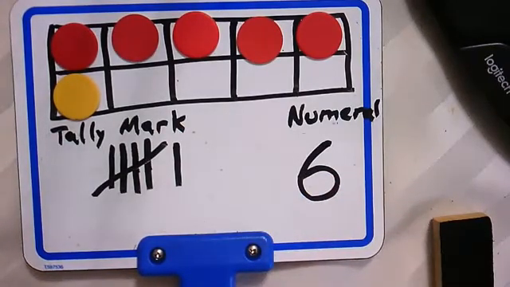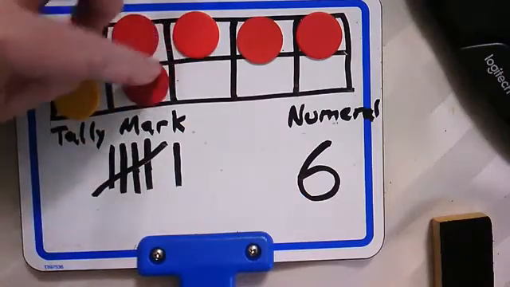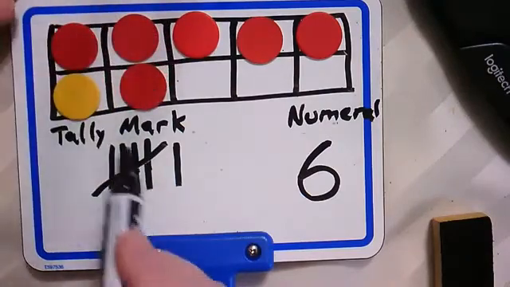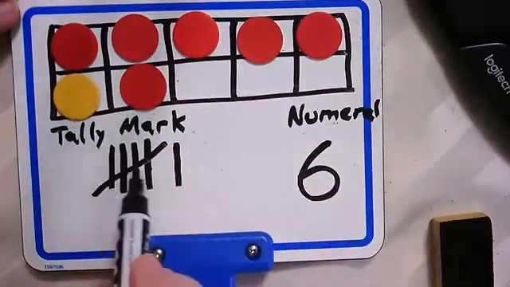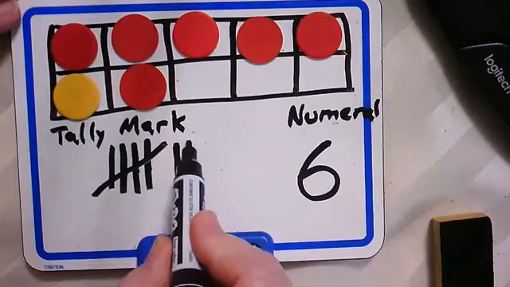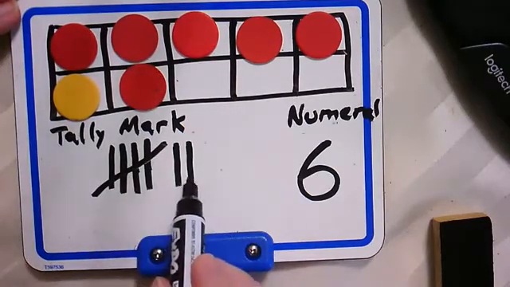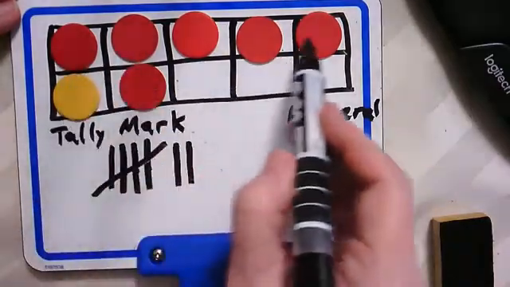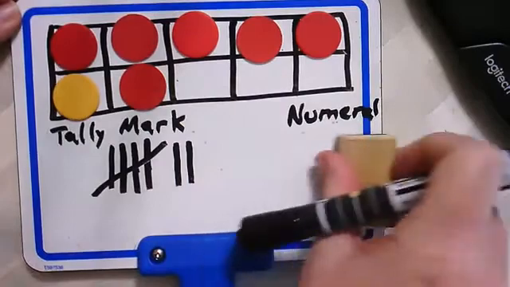And then along came one rolling in. I could make it yellow or red, it doesn't matter. I'm going to make mine red. And I have 1, 2, 3, 4, 5, 6, 7. 5, 6, 7. I can count on. I can say 5, 6, 7. And we're going to make that 7.